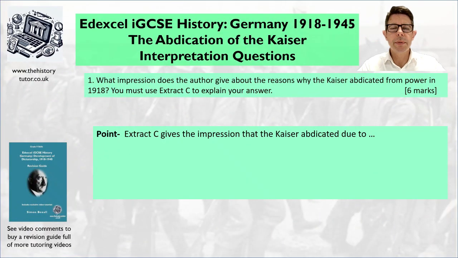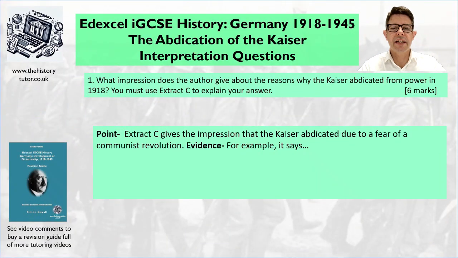So we've got our opening point here, and I've started it for you. I've repeated the question back and set up the idea. So extract C gives the impression that the Kaiser abdicated due to. Okay, so we've got our first idea we said was due to a fear of communists. So how are we going to set up this opening sentence? So in a revision guide or on your paper, give it a go. So pause me now and start your first sentence.